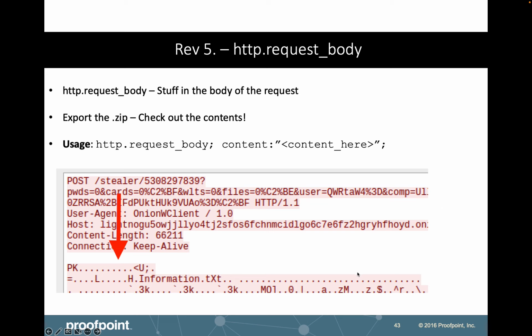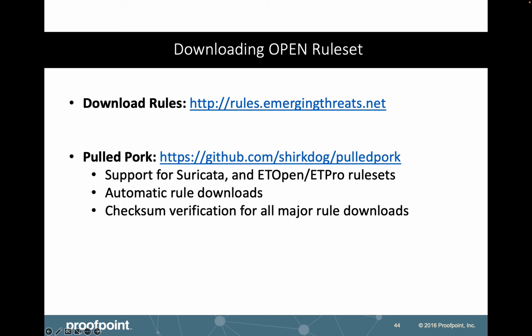So the goal here, this is our final revision. The usage is going to be HTTP request body, and then add your content there. And as you scroll through it, you'll see, hey, information.txt, that's kind of weird. There's some other content in this zip file that might look suspicious and make you ask, does this file live up to its name? It was called stealer.exe.